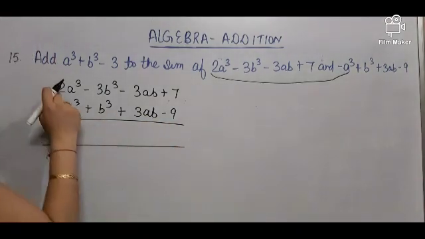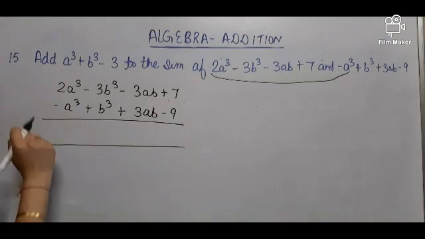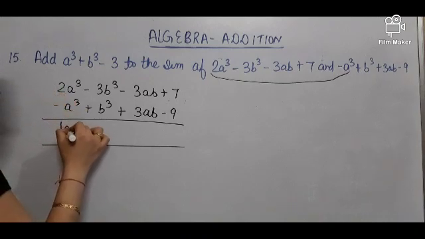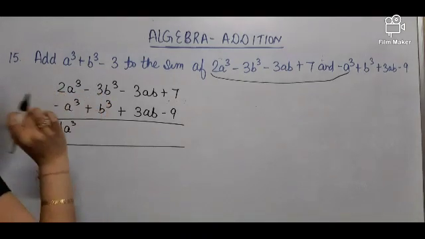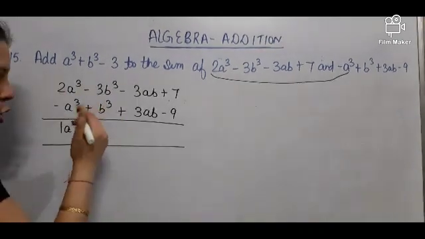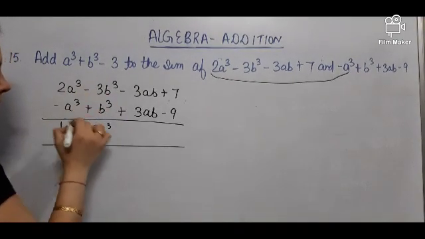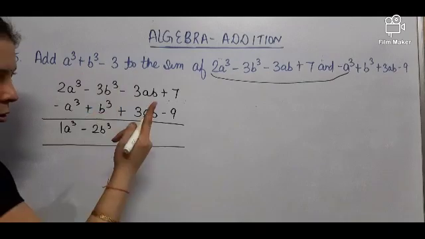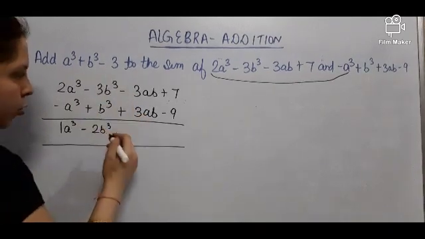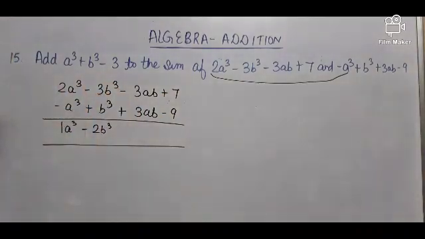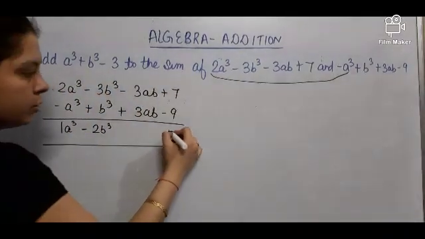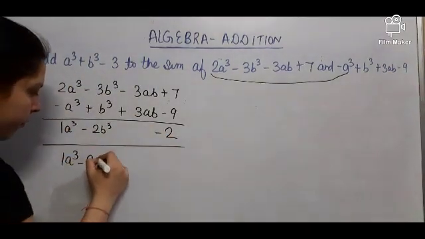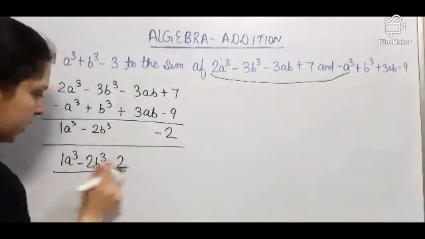Yeah, so one positive and one negative results to negative. So 2 minus 1 is 1, but 2 is preceded by positive sign, so we'll get 1a cube. One positive and one negative. 3 minus 1 is 2, 2b cube. But 3 is preceded by negative sign, so 3 minus will be here. 3ab minus 3ab is 0, so we can skip this. One positive and one negative. So 7 minus 9 is 2 and 9 is preceded by negative sign. So the sum of both those terms is this.